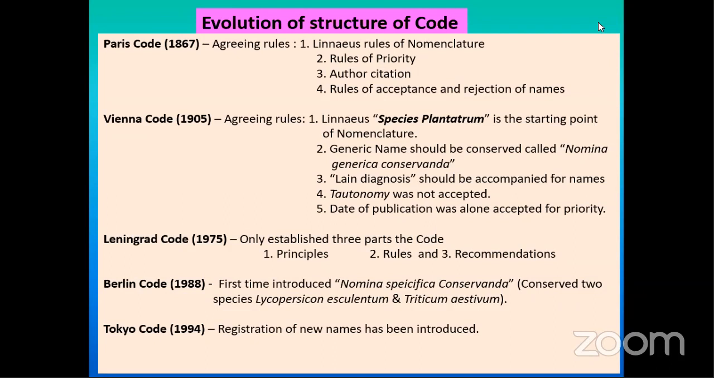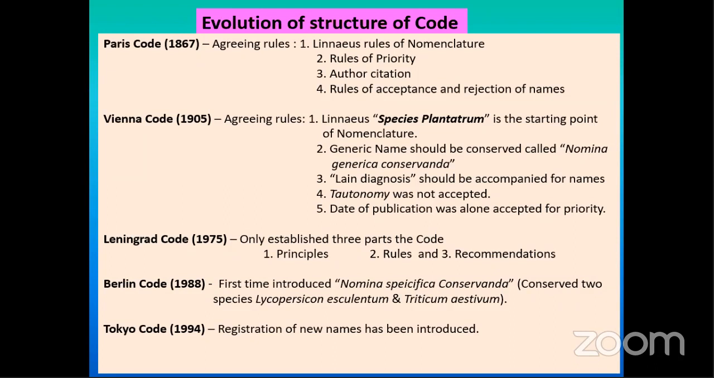And later the Vienna Code in 1905 agreed the following rules. Linnaeus's Species Plantarum is the starting point of nomenclature. They put the milestone of our botanical science at the Species Plantarum. Next, generic names should be conserved, called nomina generica conservanda. They started the conservation of names against changes. And another important thing, a Latin diagnosis should accompany names. Every new taxon, if you are going to describe it in taxonomy, we have to adhere to the Latin diagnosis or description of the particular taxon in Latin. So that is important. That was decided in 1905.